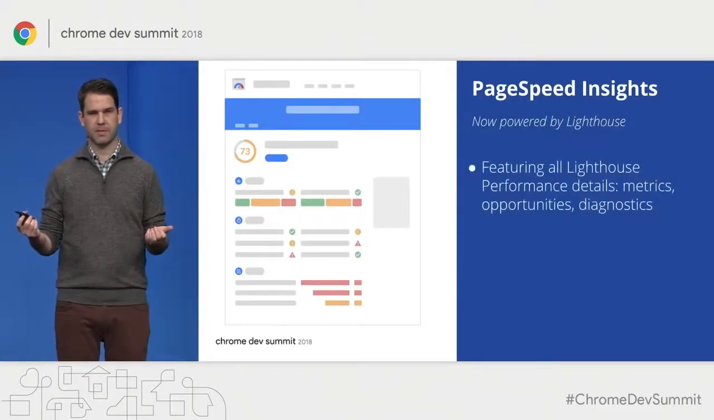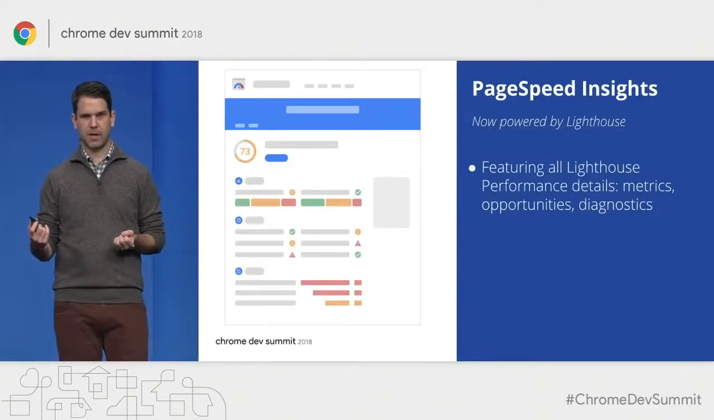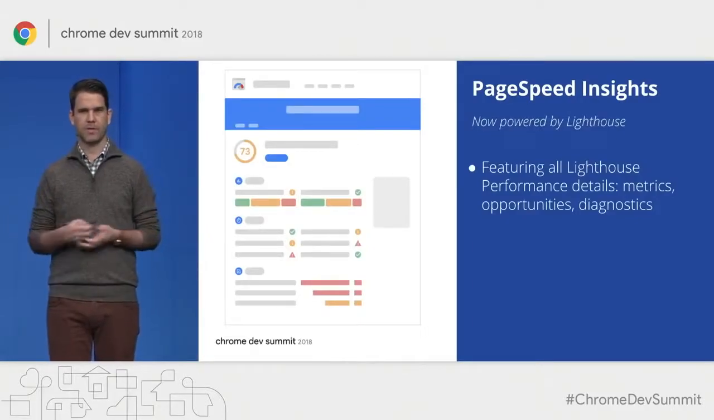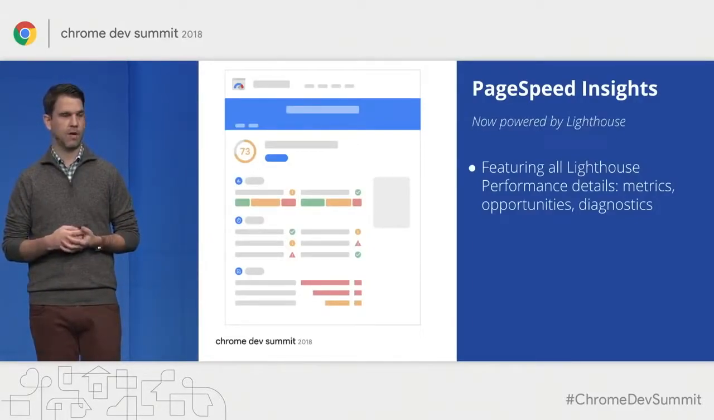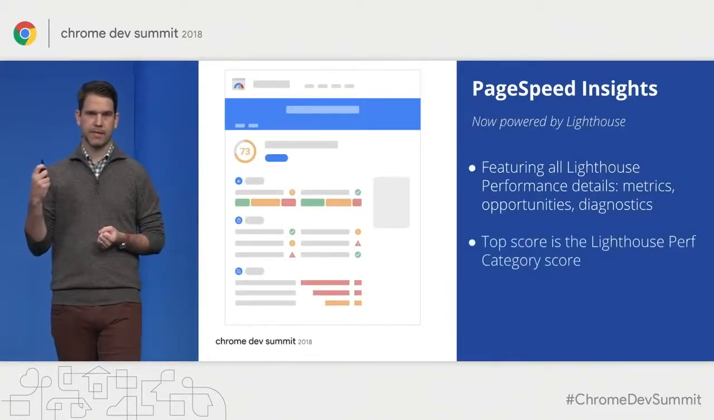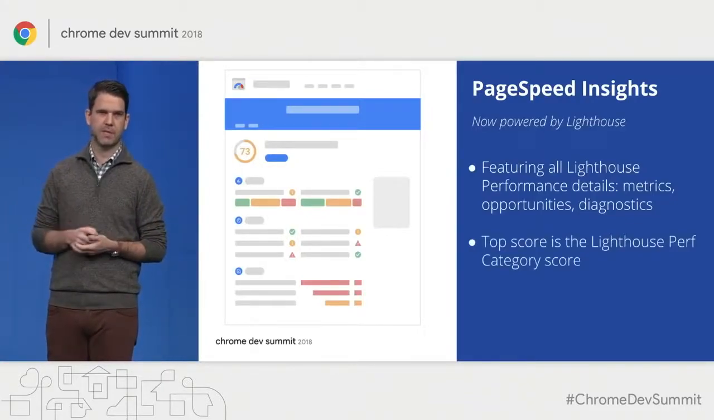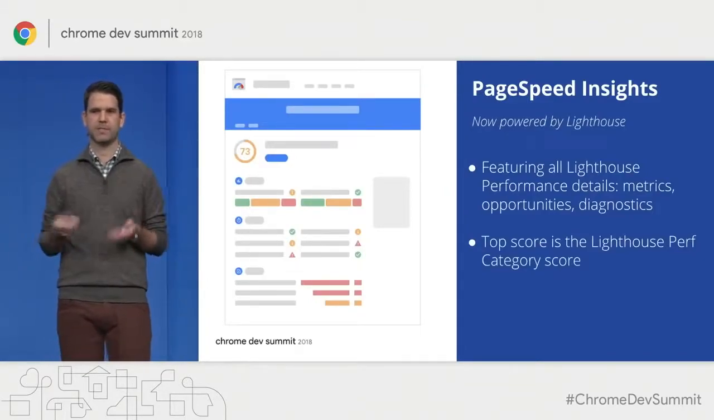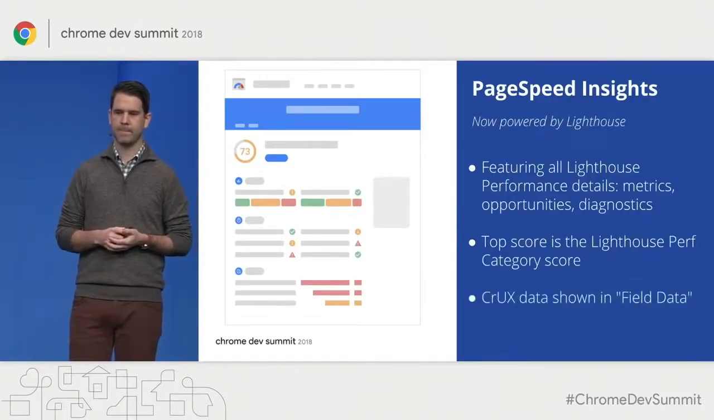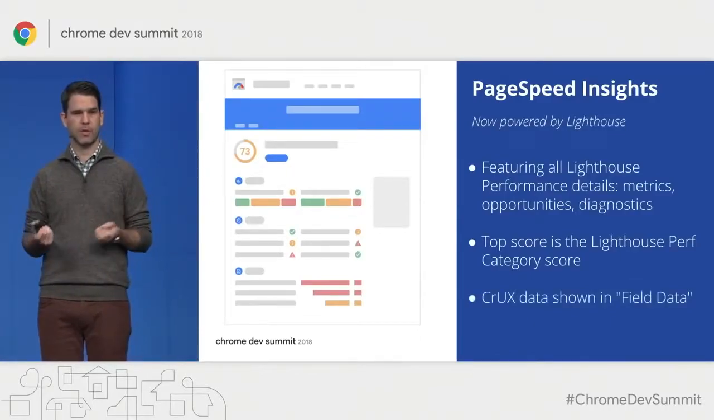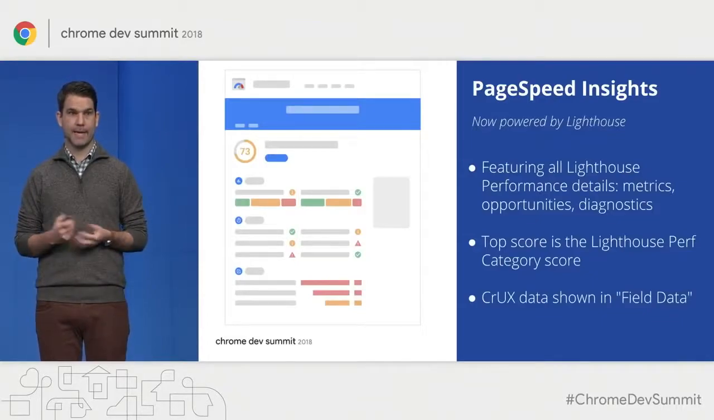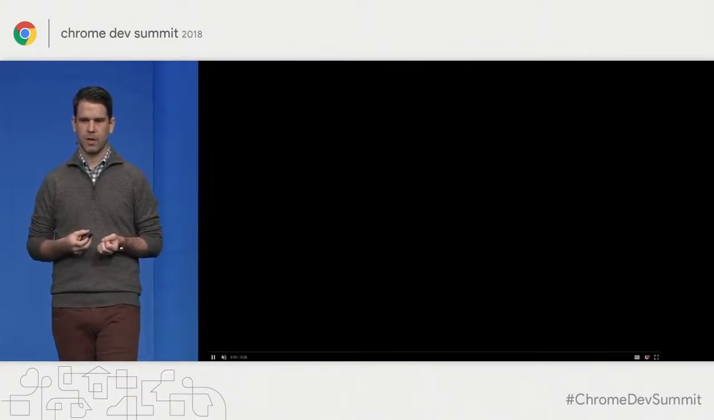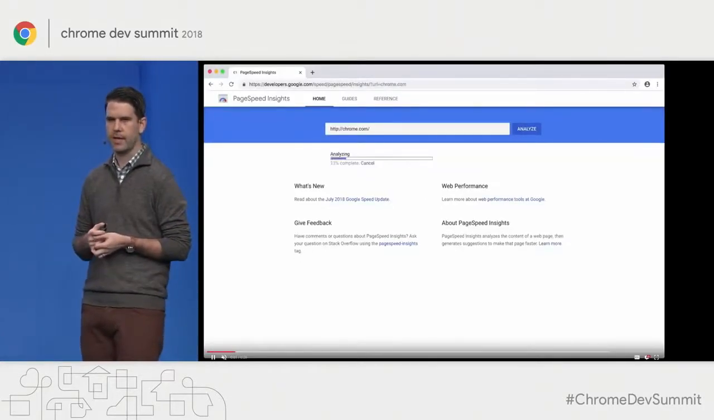So now if you use PageSpeed Insights, all of the data that you've been seeing in Lighthouse when it comes to performance is now in the report. All of the metrics and opportunities and diagnostics, all right there. You also see the top score that you have been seeing in PageSpeed Insights. That score is the Lighthouse performance category score. So, kind of speaking the same language. And if you've really enjoyed the Chrome UX report data that has been available inside of PageSpeed Insights, that's there too. I'll play a quick little screencast of how this looks.